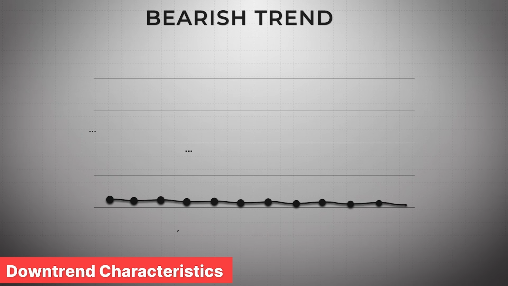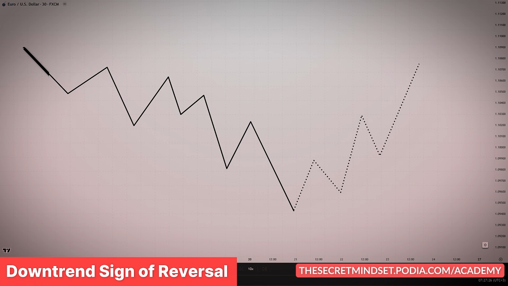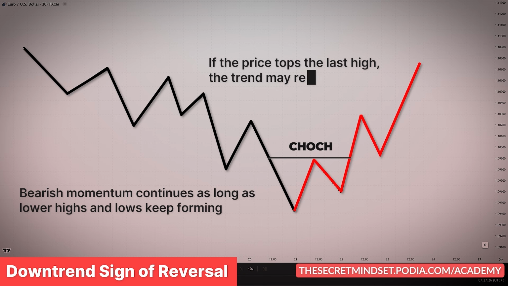In a downtrend, you'll see the opposite, lower lows and highs that can't quite reach the last high. This bearish pressure from sellers keeps pushing the price down. The trend stays in place as long as those lower highs and lows keep coming. But if the price manages to top the last high, the trend could be reversing to bullish territory.